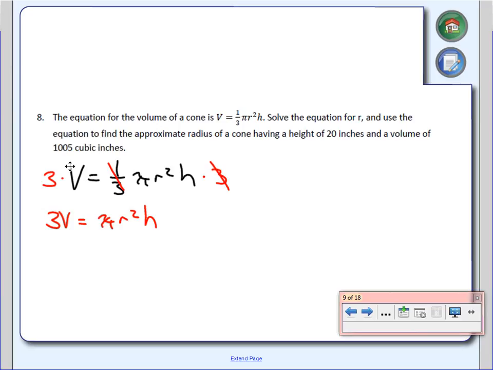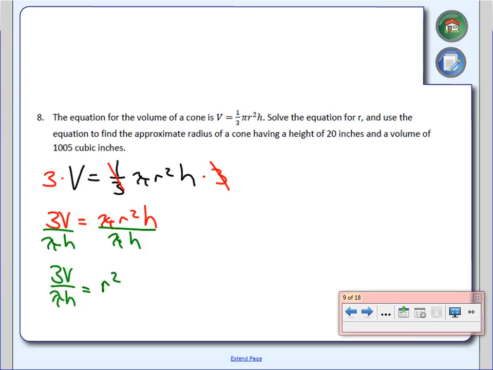I'm trying to get r by itself, and right now what they're doing to that r is multiplying it by a pi and by an h. So I'm going to do the opposite. The opposite of multiplying is divide. So I'm going to divide both sides by a pi and an h. Which means now I have 3v divided by pi h equals r squared.